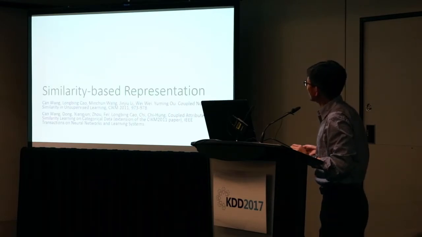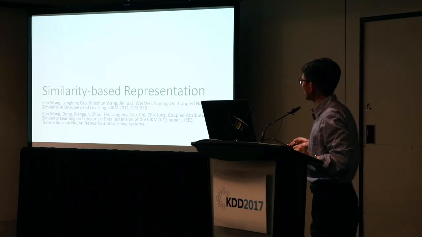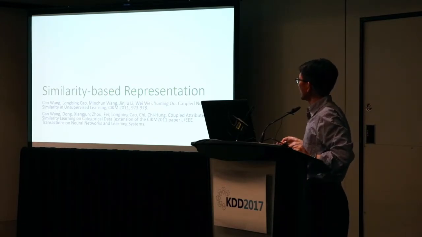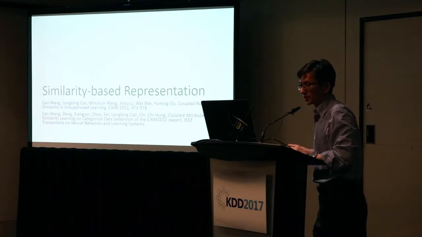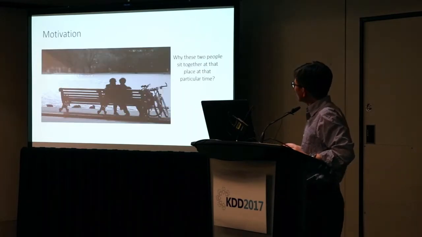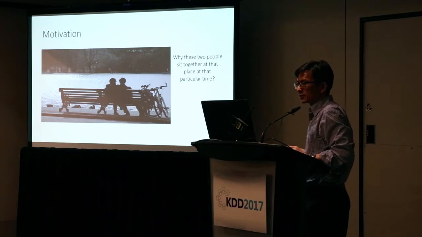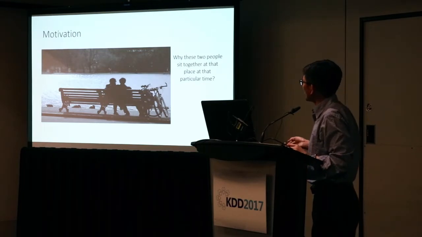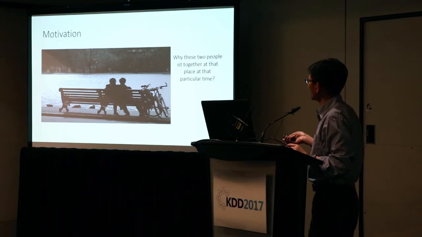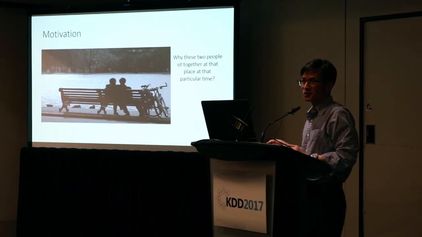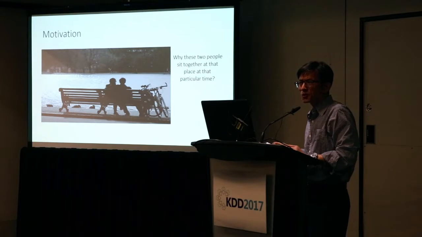The first one is about a similarity-based representation. This was originally published at ICPM and then in TNN as an extended version. The basic question we want to ask is, suppose we go to a very nice place at a very nice moment, and two people, a lady and a gentleman, sit together there, enjoying something. What happened with these two and why do they sit there?